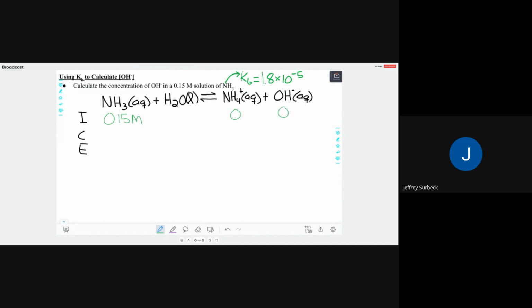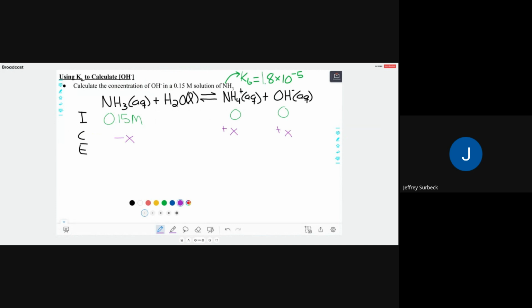Now, we go through this, and I'll ask you this. Do we know our particular change during this problem? Do we have anything that could give us a numerical change? We don't. So we have to assume that this is going to be an X. Okay. We got to lose some of this original 0.15, and so we're going to minus an X. Over here on the right-hand side, since we started with 0, we have to gain some. We don't know how much, and so we have X and X.